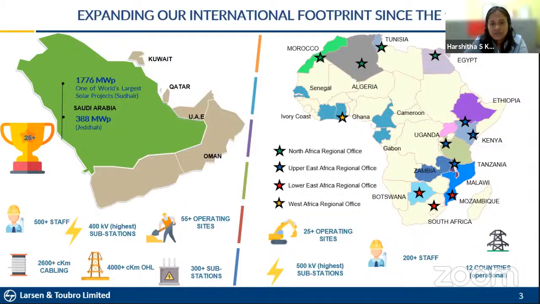East. Similarly, in Africa, we are present in around 12 countries. We are operational with intention to go out in many other countries as well. And we have done many substations and transmission line jobs there, and with more than 200 staff.